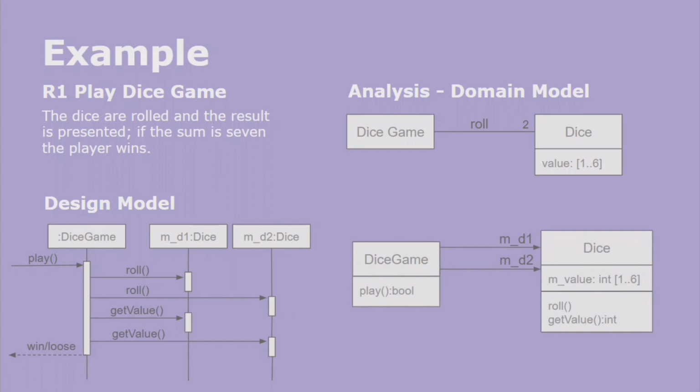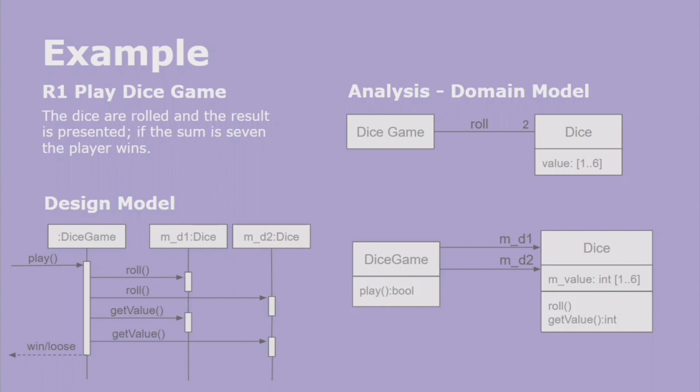And for the class diagram, it would look something like this. So we have the dice game class. It has the operation play that returns a Boolean value. It has 2 fields. Are they called fields in C#? Member variables. Do you remember? Properties, right. They are called fields in Java. So in UML, we call them, in this case, associations.